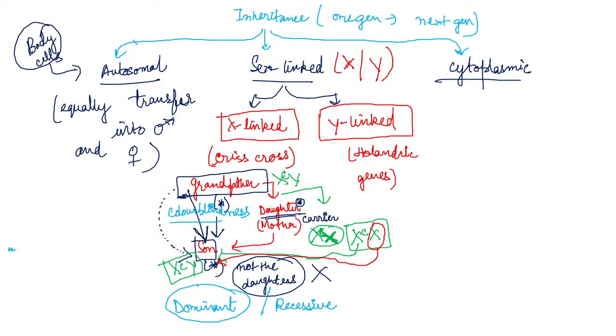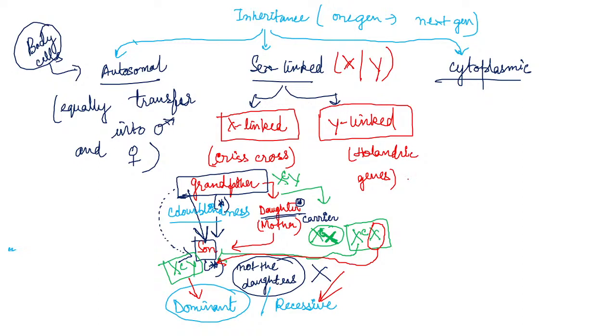So if this color blindness affects you, then it will be dominant. If the color blindness does not affect you, then it will be a recessive gene. So that's why the crisscross or the X-linked gene inheritance can also be dominant or recessive. Is it clear, guys?